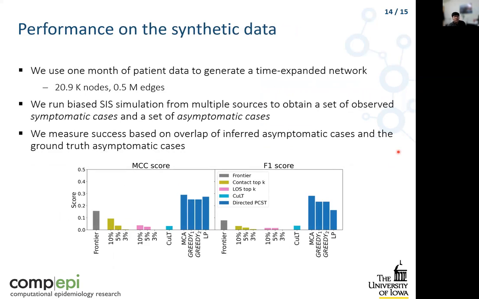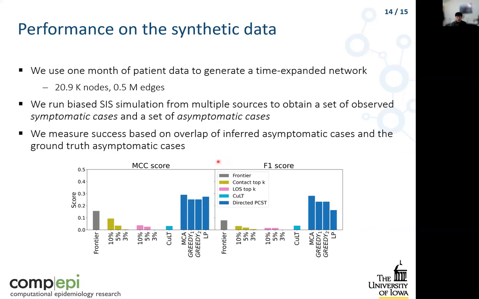And now we show the performance of the method on the synthetic data. I'd like to note that the point of using synthetic data is that it provides us a ground truth on asymptomatic cases. So for this experiment, we use one month of patient data to generate the time-expanded network. We run simulations from multiple sources to obtain a set of observed symptomatic cases and a set of asymptomatic cases. And then we measure the success based on the overlap of inferred asymptomatic cases and the ground truth asymptomatic cases. And the result is shown in these figures.